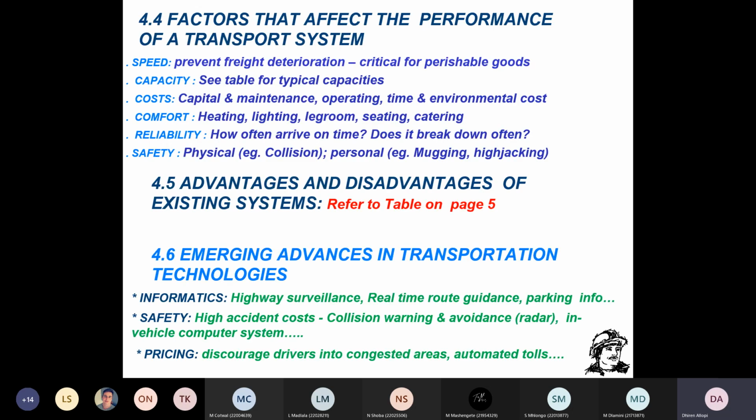So now we have certain factors that affect the performance of any transport system, and you have the main ones listed here. Certainly speed. You want to get from A to B as quickly as possible, especially if you're carrying perishable goods. And if you don't get from A to B in time, then you could have a problem. Okay, deterioration, damage to your goods.